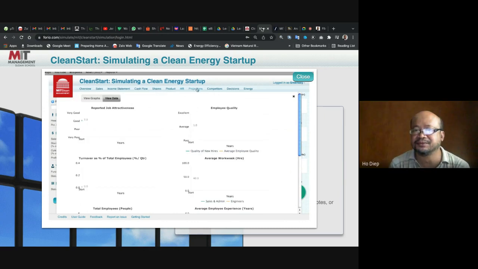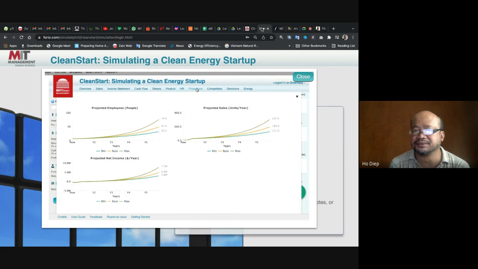Let's take a look at some pro forma projections. Here's your pro forma business plan. You expect that after about 5 years, you will have on the order of 30 to 50 people, possibly as many as 75 people. You're going to be selling between 120 and almost 300 units of your system per year. And you're going to be highly profitable, making about $4.6 million in the base projection with some uncertainty range around that. That's a pretty nice profile.